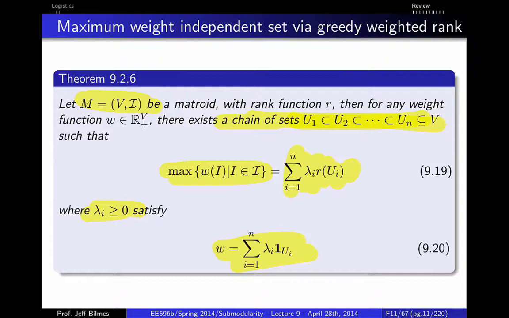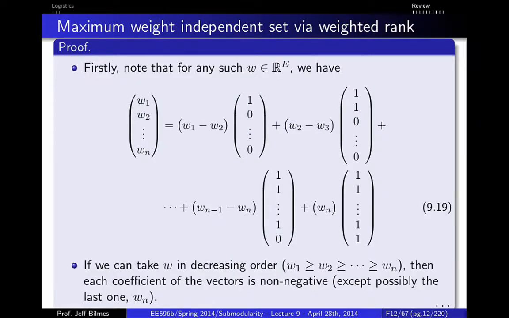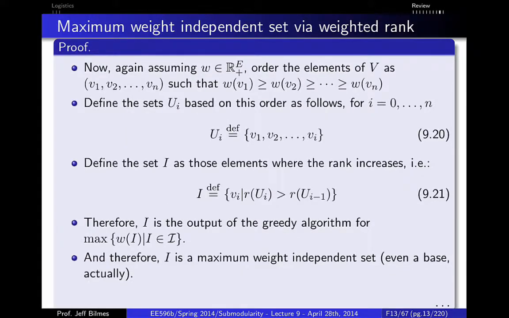I'm not going to go through the proof again, but you just construct it and it works. We represent this weight vector in this way, and then we define the chain of sets. We order the elements in decreasing order according to the weight vector W, and we define the chain of sets according to this order. So U_i is just the first i elements in the order, based on the decreasing order of W. If there are any ties, you break the ties arbitrarily. Then you define the base to be those elements for which the rank has increased. That corresponds exactly to what the greedy algorithm does.